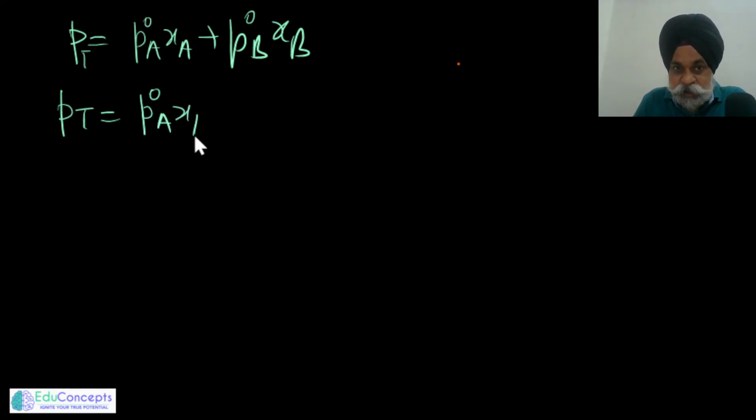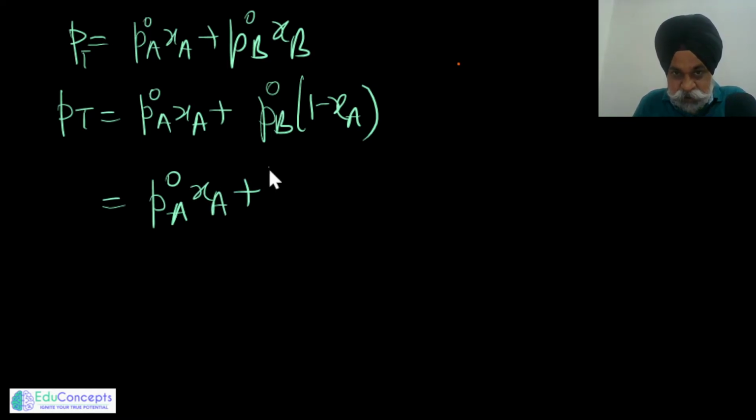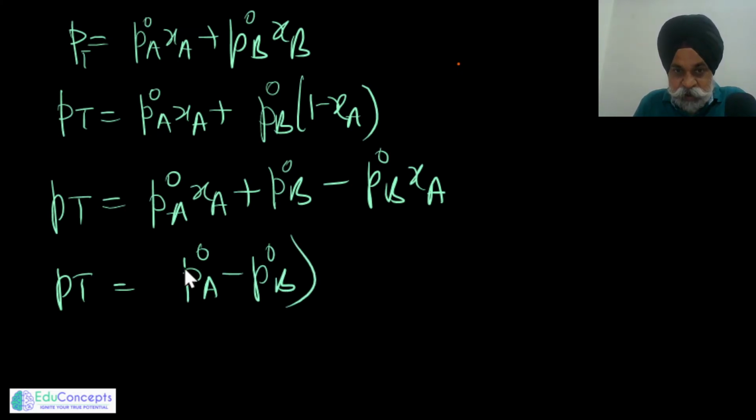We have to do a bit of mathematics here. So P total can also be written as XA P naught A plus P naught B (1 minus XA). On opening it out, I would get P naught A XA plus P naught B minus P naught B XA. And from here, I would get (P naught A minus P naught B) XA plus P naught B.